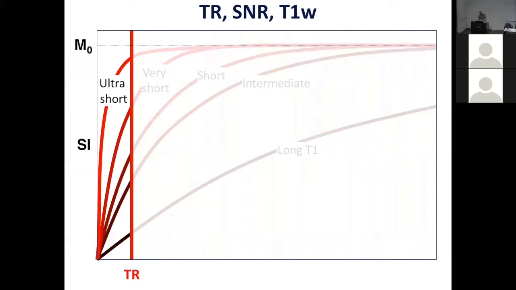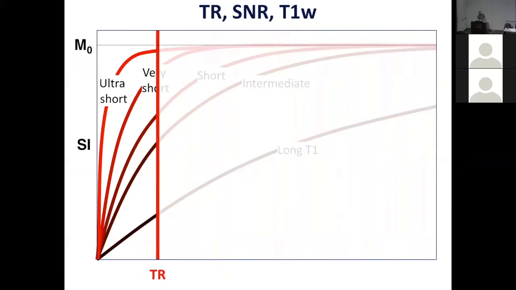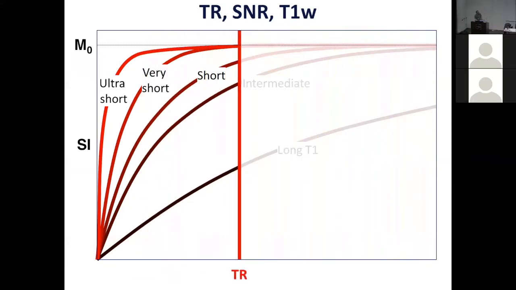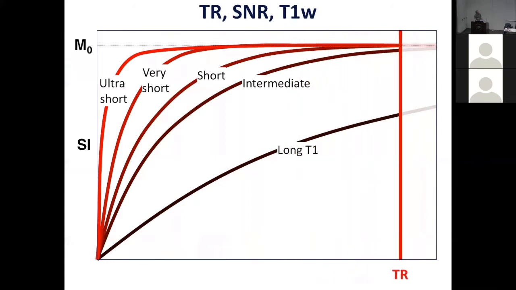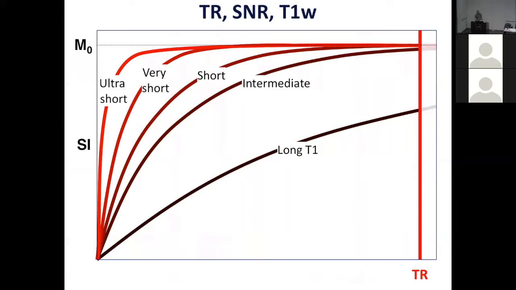And now let's go the other direction again. We're now going to increase the TR, and as we increase the TR, notice that the signal to noise goes up, but now we start losing our ability to separate tissues. Our T1 weighting goes down.